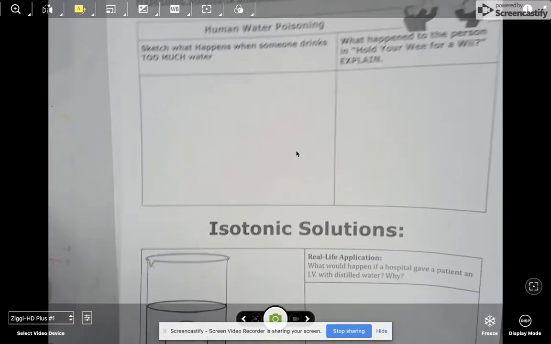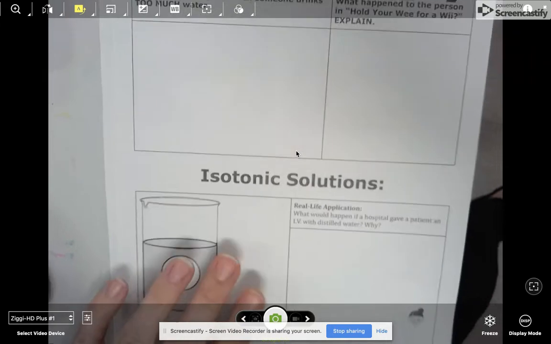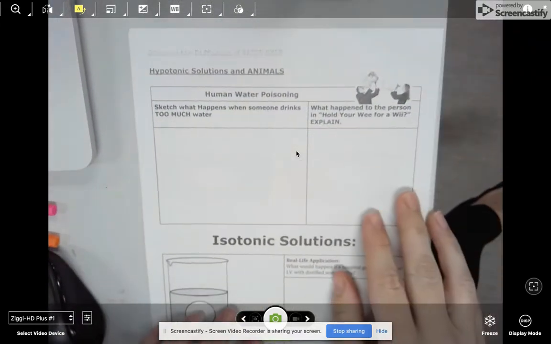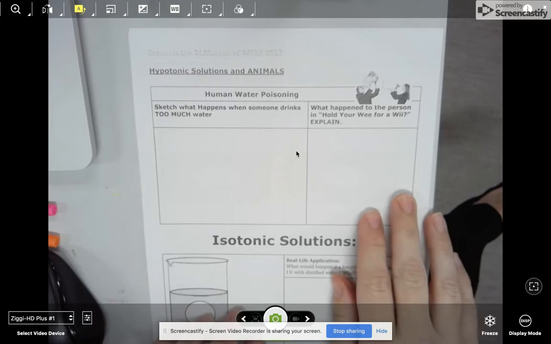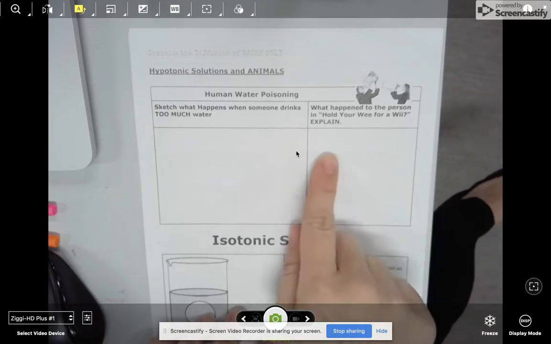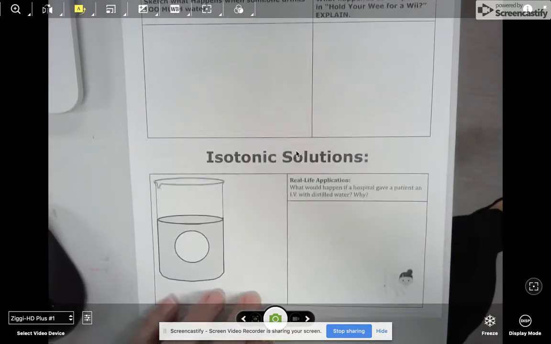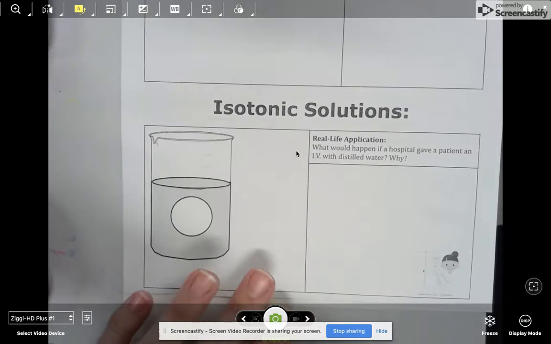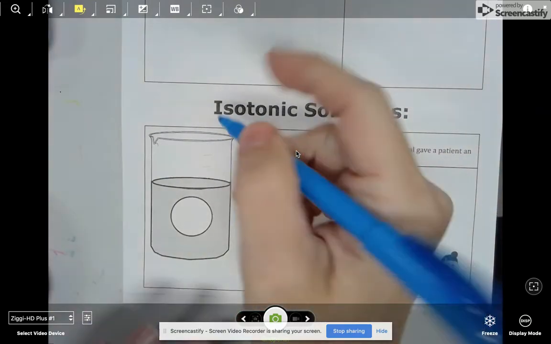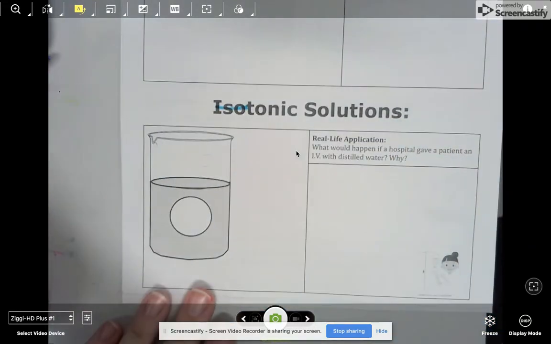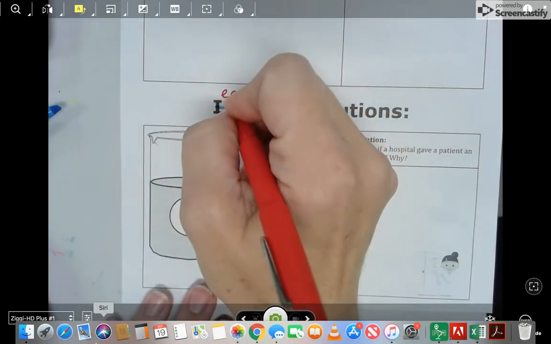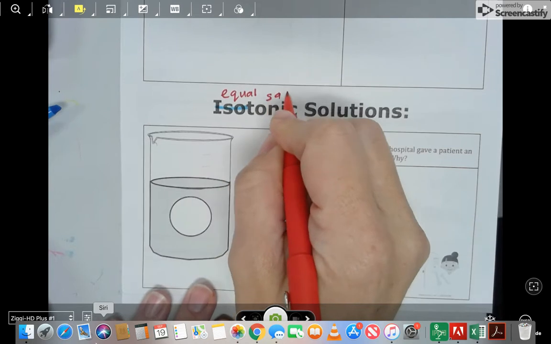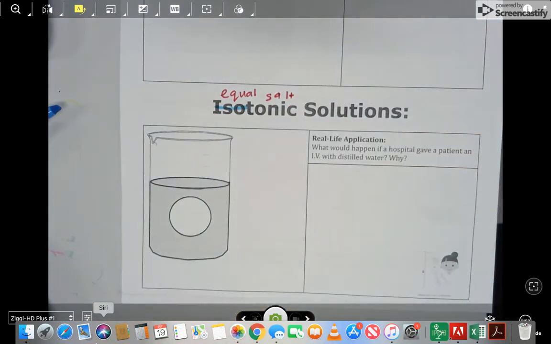So please go ahead and go to your notebook and open up to the paper that we ended off on yesterday, which I believe is page 18 or 19. It ended with water poisoning. Please go down here to where it says isotonic solutions. Iso means equal, and tonic means salt. So we're going to have equal salts on both sides of the membrane.